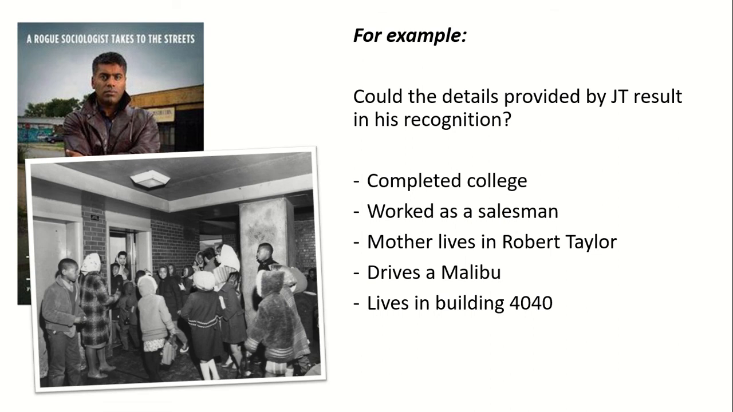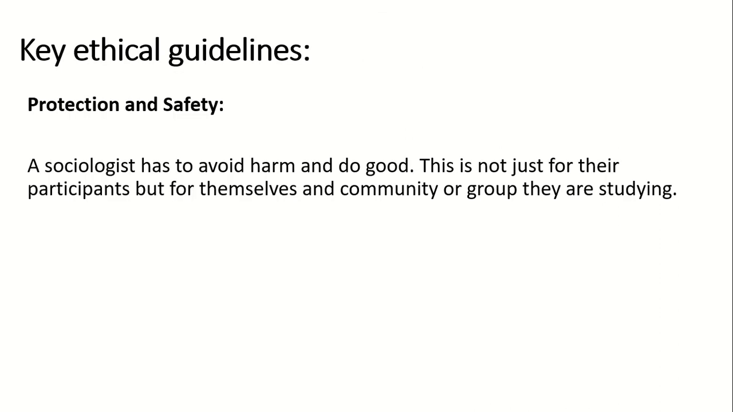Now, in Venkatesh's defense, he was conducting his research in the late 80s and he didn't actually publish his study until 2009. So he waited a significant amount of time before he published. So it's highly unlikely now that we would be able to identify JT from these characteristics that have been shared. However, it is something that a sociologist must take into consideration.